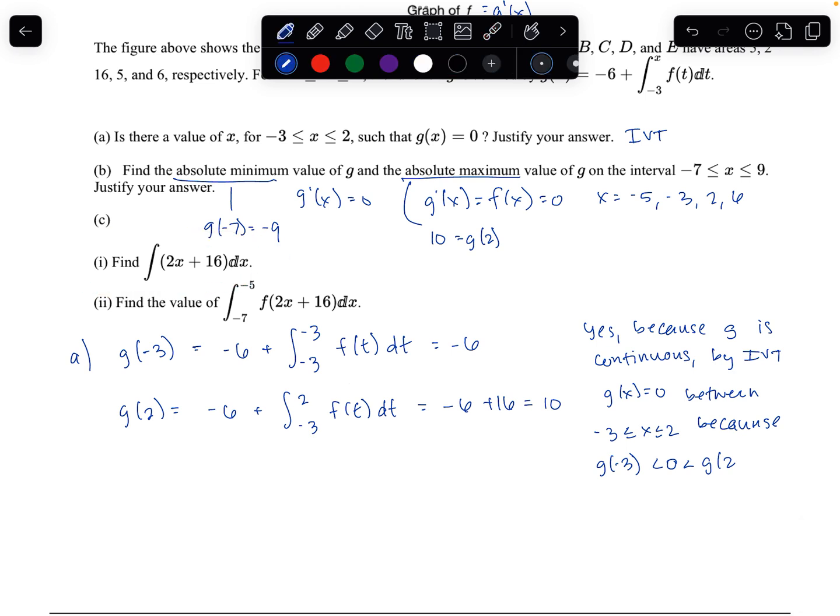All right, for this one right here, for part C, just the integral of that right there. So that's going to be equal to, I'm just finding the antiderivatives, x squared plus 16x plus c. That's easy enough. And for this next part right here, find the value of the integral from negative 7 to negative 5 of f of this. So this is using a u-sub.